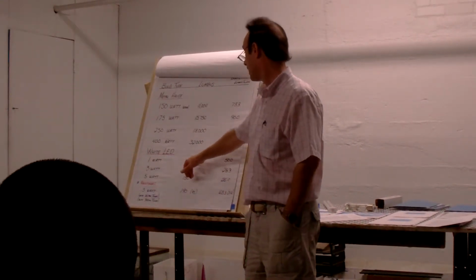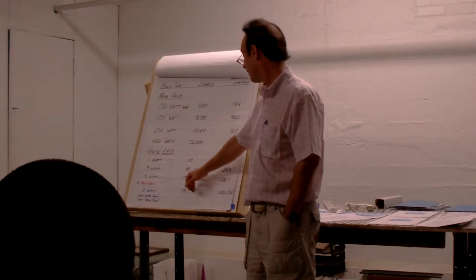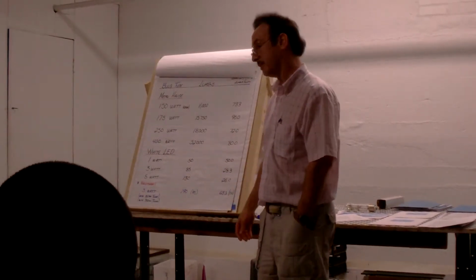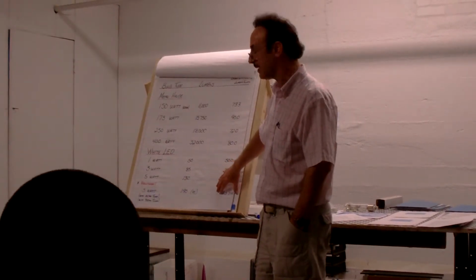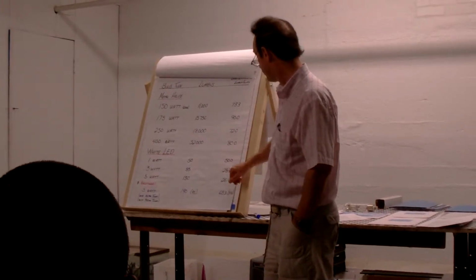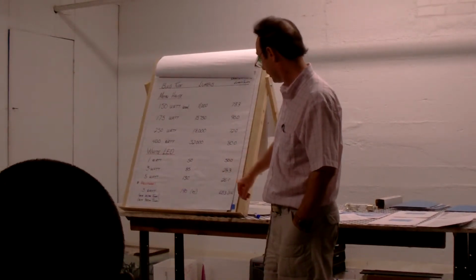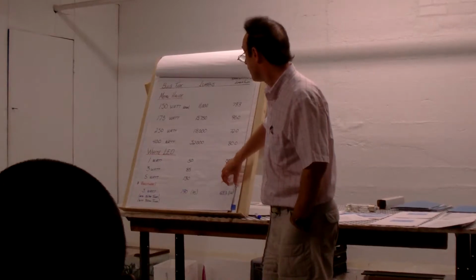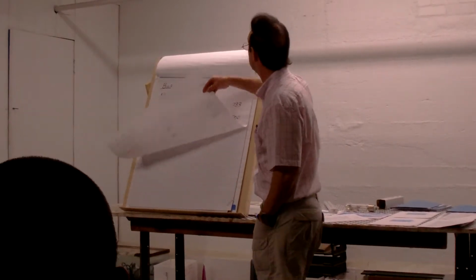You can see a 1 watt had about 50 lumens, 3 watt about 85, and 5 watt 130, which isn't a whole lot of lumens for each one. But they are improving. You can see the efficiency of the bulbs are pretty low at this point. We'll be talking more about that shortly.